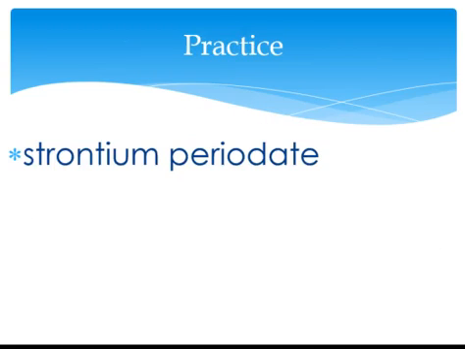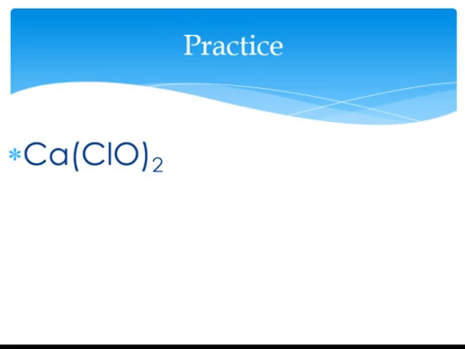All right, some more practice problems. Pause the video. Come back for the solution. Sr(IO4)2. That's the formula for strontium periodate. Ca(ClO)2. Write the name for this formula. Pause the video and come back with the formula name.